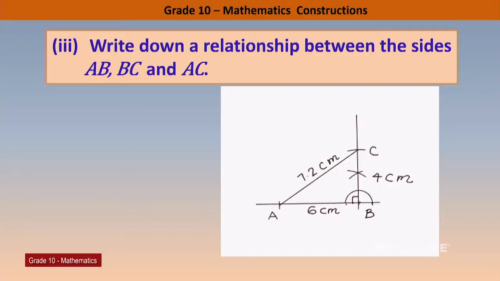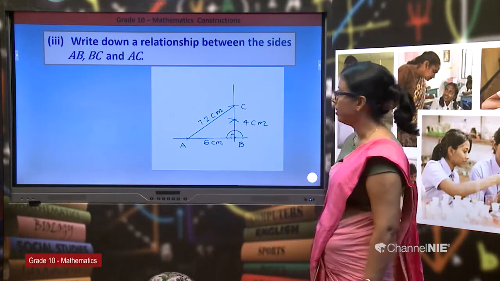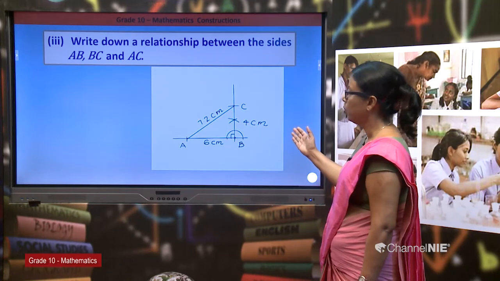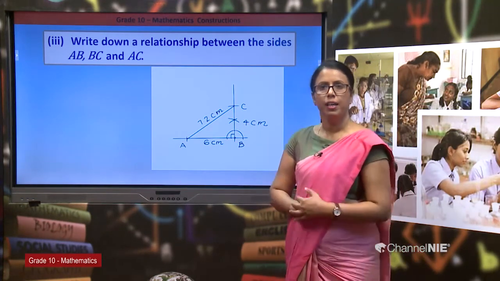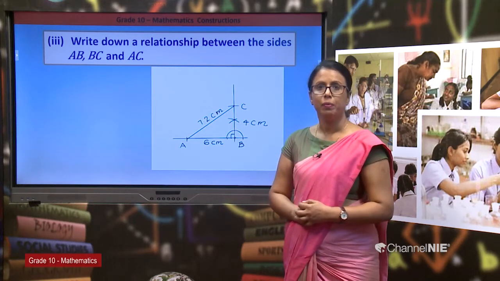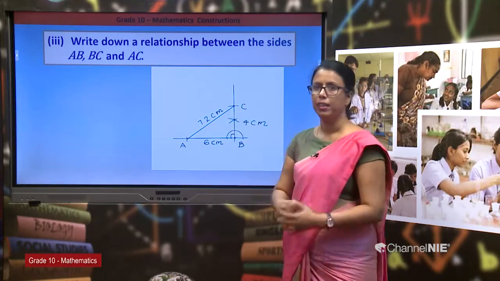Children, look at this triangle. What type of triangle is this? It is a right angle triangle. According to angles, it is a right angle triangle. So, how can you write a relation? Hope you remember, when you were in grade 9, you learned Pythagorean's theorem. So, we can apply Pythagorean's theorem to find this AC.